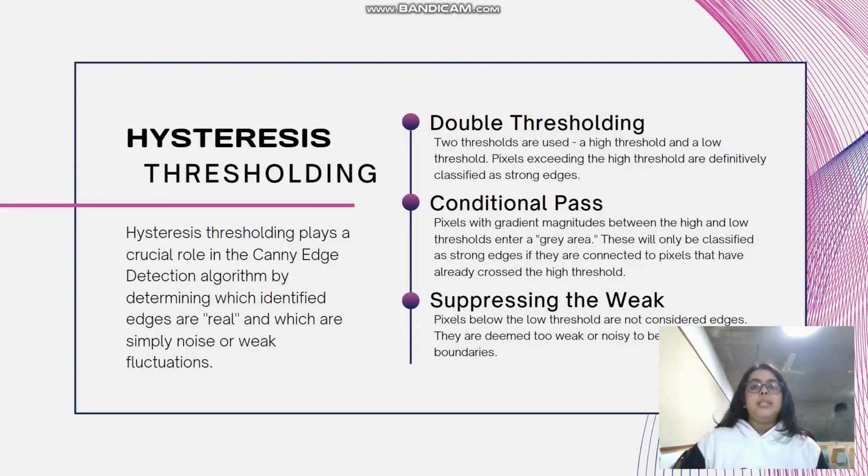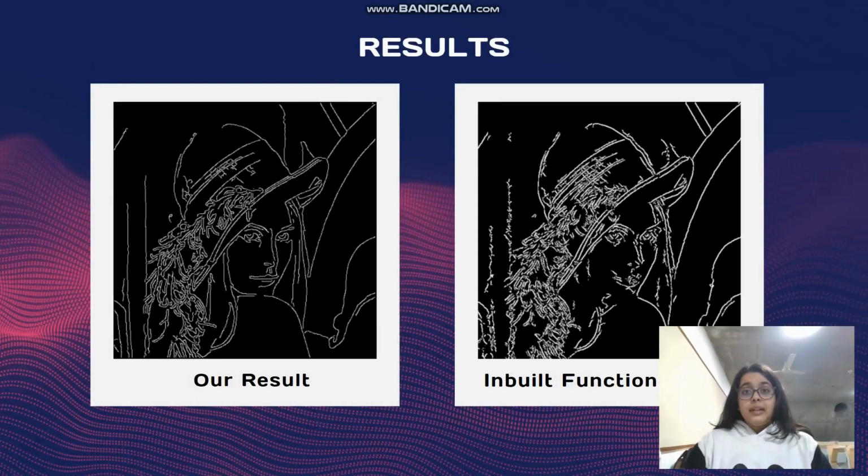And the third step is suppressing the weak. That is, for obvious reasons, all the pixels below the lower threshold will not be considered as edges, and they'll be considered just noise or weak fluctuations. So this is the final process of our algorithm, that is hysteresis thresholding. Now, these are the results which you can see we have found.